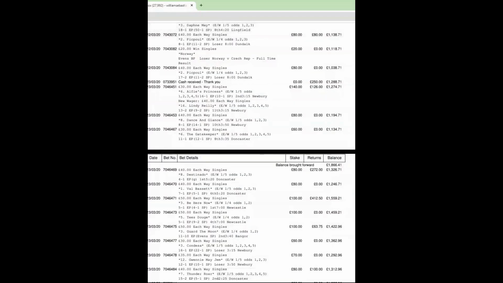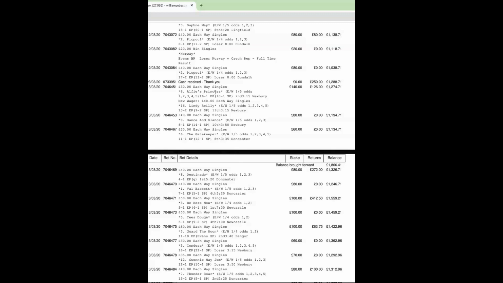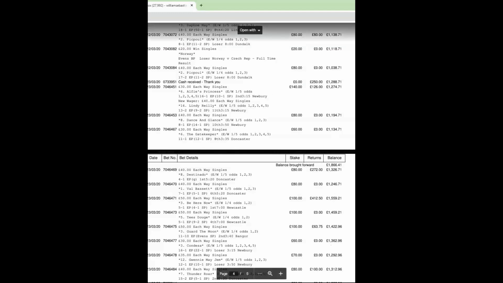So here is a statement from another site that I used on the same day. You can see it here. It's listed all my bets, my deposits, or my balance at the time, and then the ending balance. You can see on my last bet, this is the 23rd of March, you can see that over here is the balance of 1312. Here's each horse I bet on. You can see the names again. Alfie's Princess, one we looked at quite a few times across sites. Started off 1288, ended up 1312. So not a great difference, almost break even.